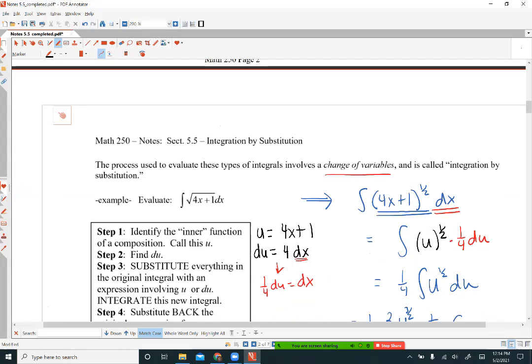Now we know that. Let's look at this example right here.